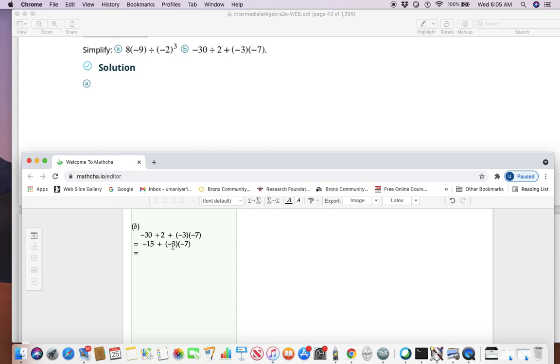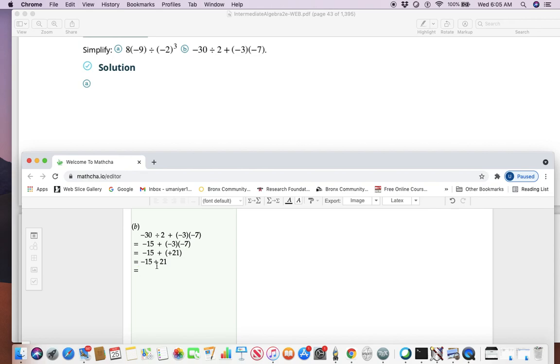-15 plus -3 times -7, so that's a multiplication. That takes precedence. Negative times negative is a positive. 3 times 7 is a 21. So that's -15 plus, followed by plus, is plus 21.